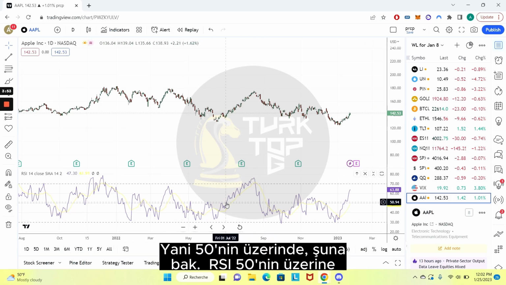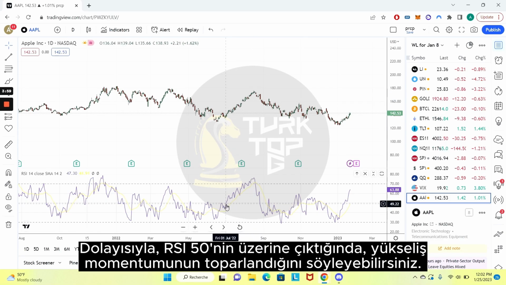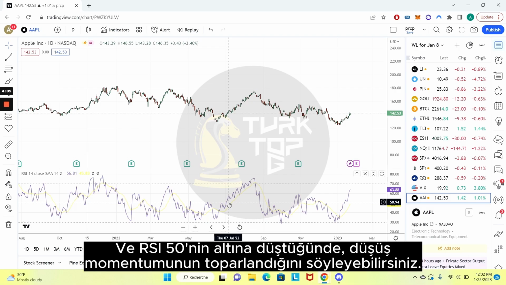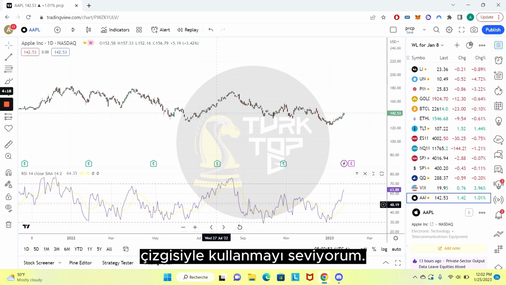So above 50, look at this. Once RSI went above 50, price had strong bullish momentum. So once RSI crosses above 50, you can say that bullish momentum is picking up. And once RSI crosses below 50, you would say bearish momentum is picking up. That's the first thing. That's how I like to use RSI, with this demarcation line of 50.